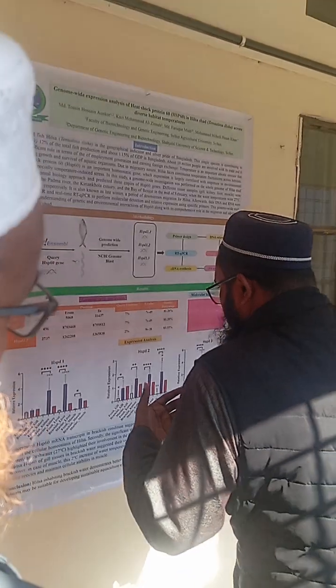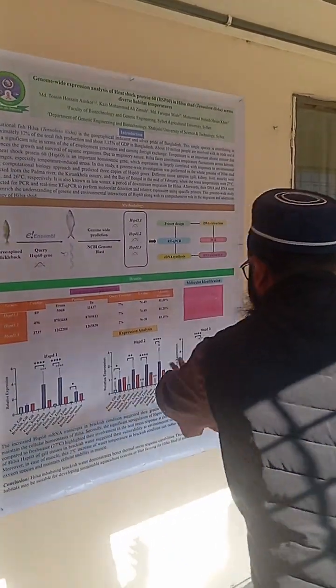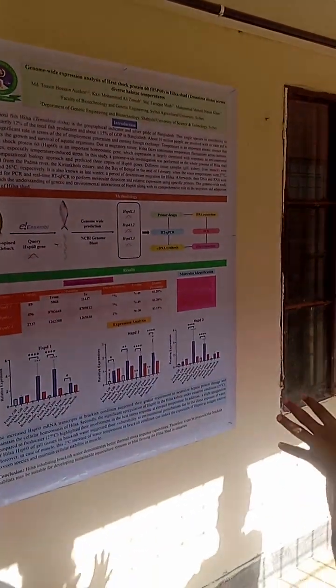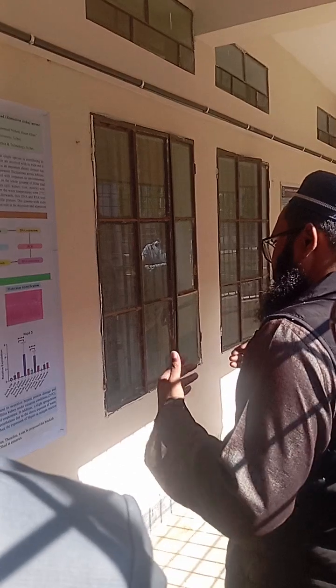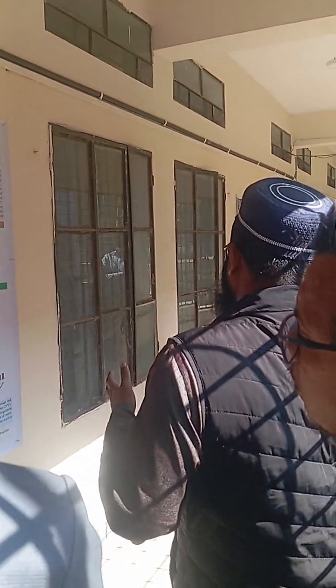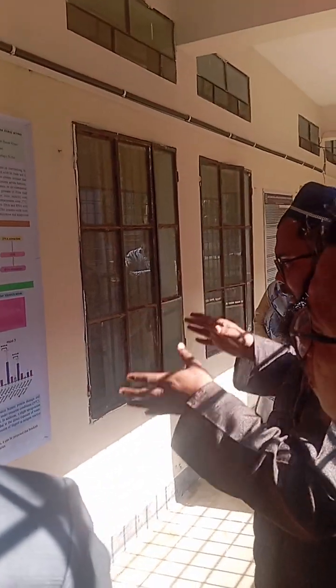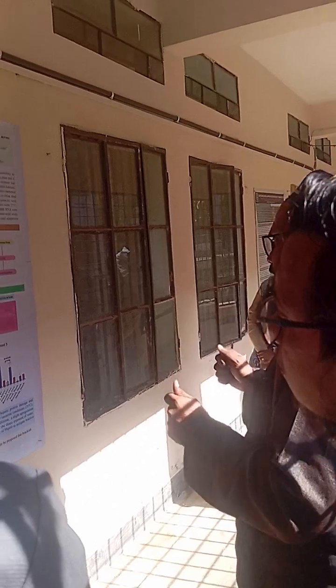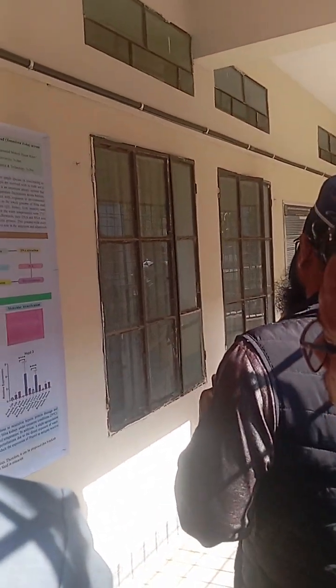Another finding is that in these three habitats, the expression of HSP60 is high in the brackish conditions. That means brackish Hilsha has better stress response capability.